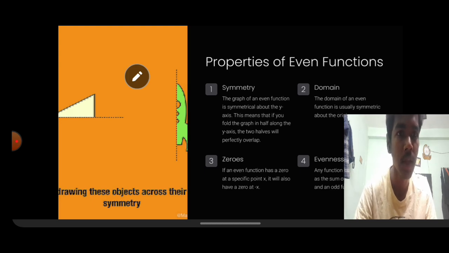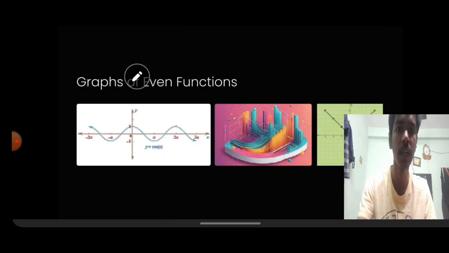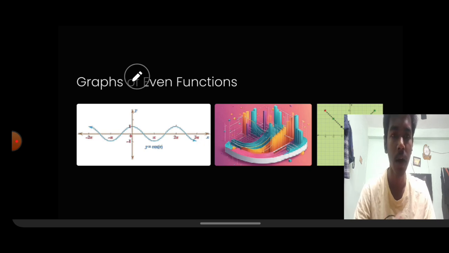Domain. The domain of an even function is usually symmetric about the origin. Next, we will discuss the graph of even functions. Here I have a plotted example of an even function. The graph of f of x is equal to x square shows perfect y-axis symmetry.